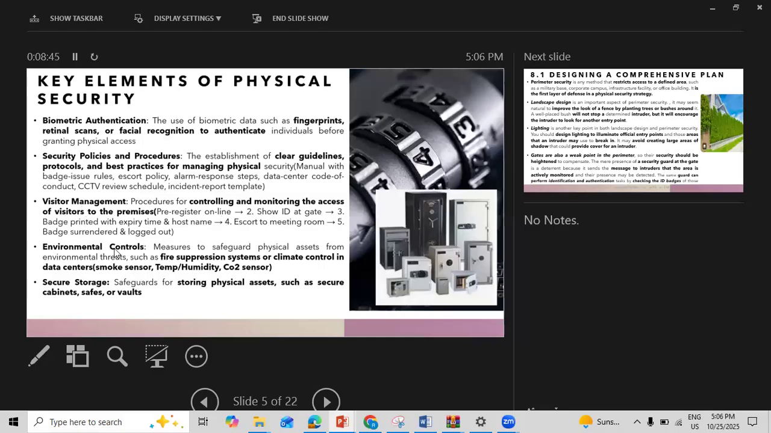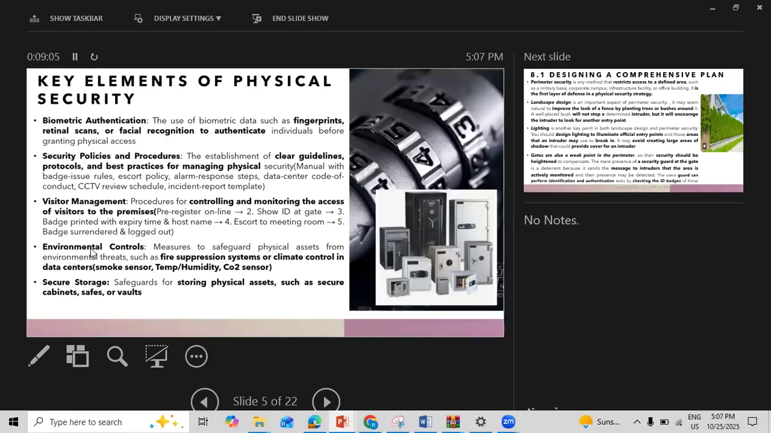Then environmental controls. This is used for controlling any threats from the environment. Like a fire suppression system. Whenever a fire happens, I need to have a fire controller, fire suppression systems. Automatically it needs to turn on and put out the fire. So we need that type of devices.